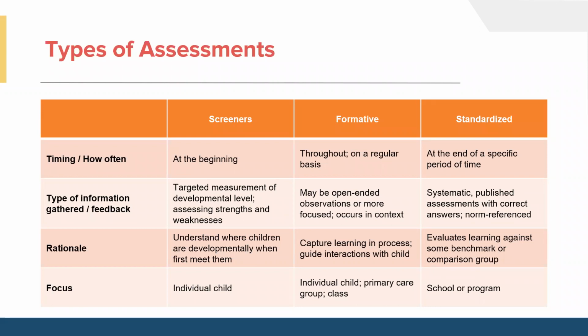And the type of information that we're gathering here is really much more systematic than what we were just describing for formative. So this, often you're using a published assessment. It's going to have correct answers that are identified, where it's really pulling out the subjective aspect of that assessment. You're working to evaluate the learning of this child's skill level against some benchmark or comparison group. And whenever we're considering these, we're generally wanting to look at the school or program level, much more so than at a particular child, right?